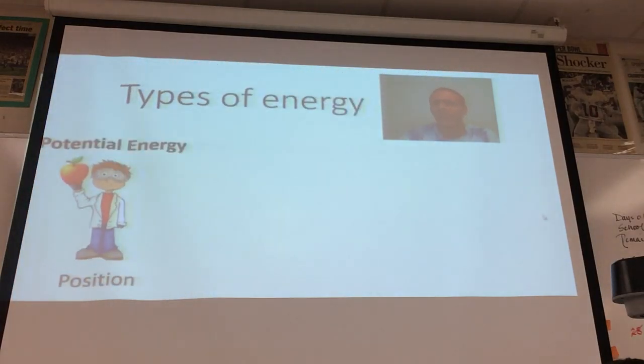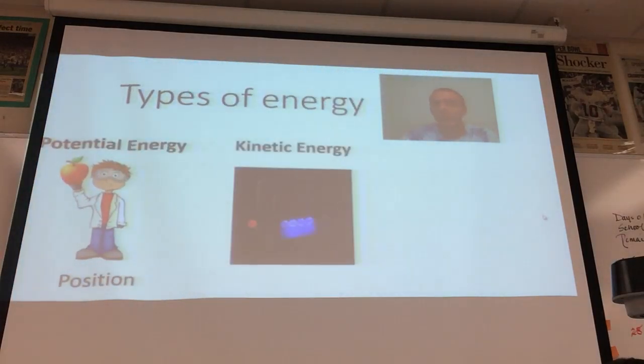The second type of energy that we're going to discuss is called kinetic energy, and the kinetic energy of an object is associated with its motion. So something that is in motion has kinetic energy, something that is at rest has no kinetic energy.